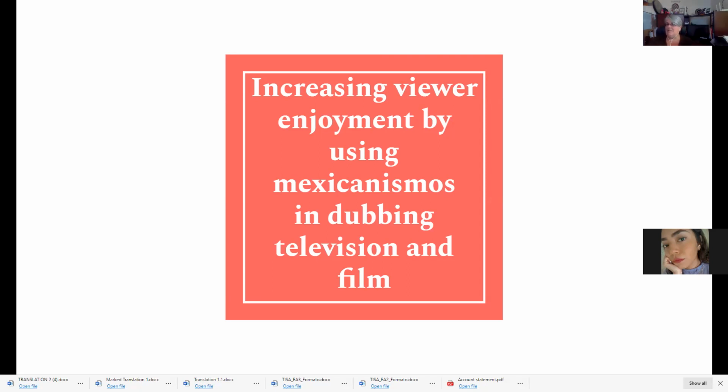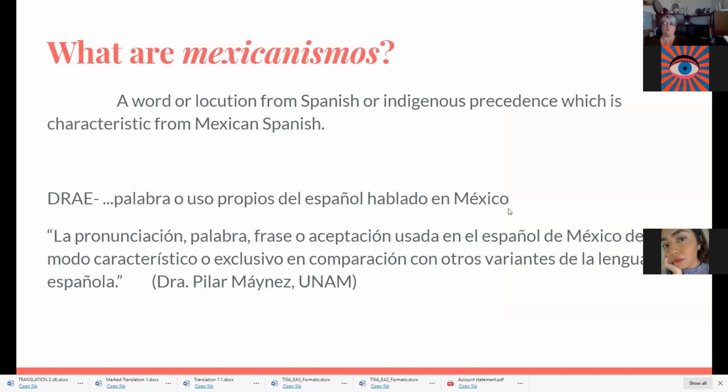Because I like to think that many of you have seen movies such as Shrek and Madagascar, and seen The Incredibles and Rango, and television series like The Simpsons and Family Guy. And in those series and in those films, you have seen this happen, even though maybe you weren't aware that this is what's happening. So let's begin with, what are mexicanismos?